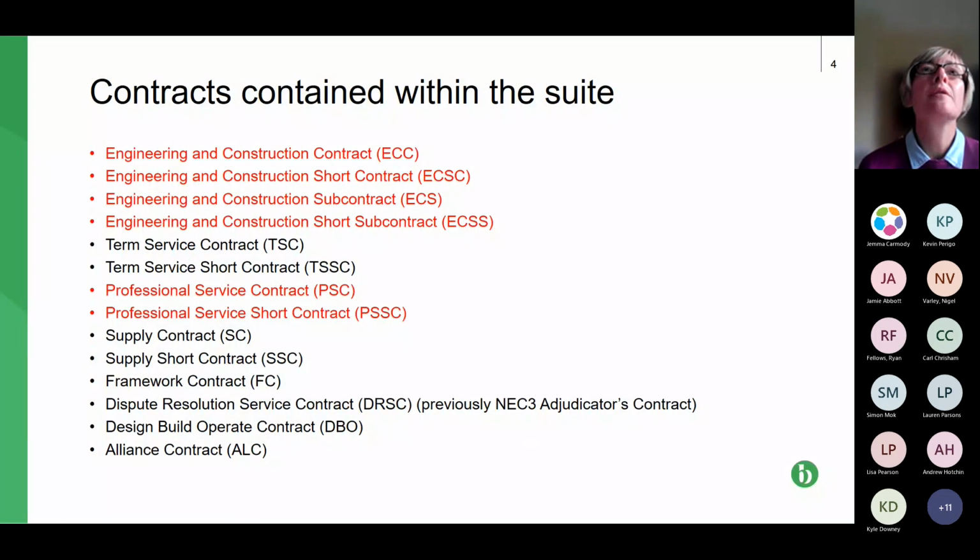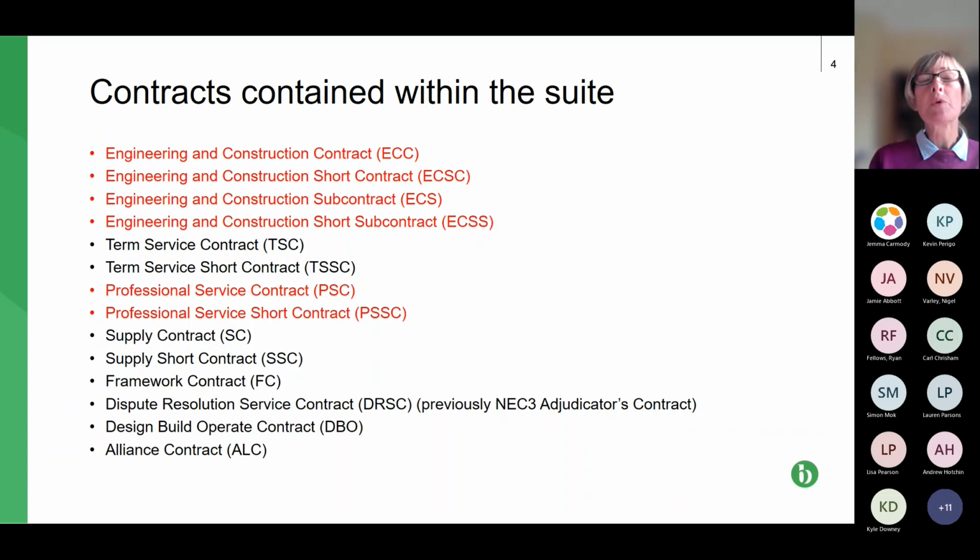So these are all the contracts contained within the NEC suite. It's getting quite a long list now, which is good. But you will see that I've highlighted in red the ones that we're talking about today. The first four are basically the engineering and construction contract and subcontract, and then the short form for each. And then the two further down, the professional services contract and the short form contract.